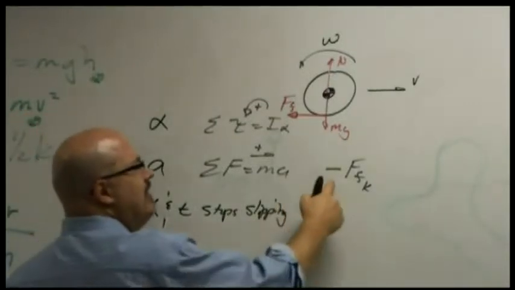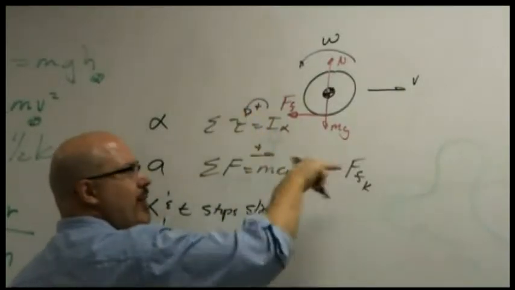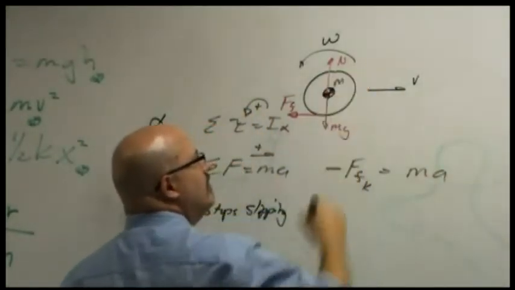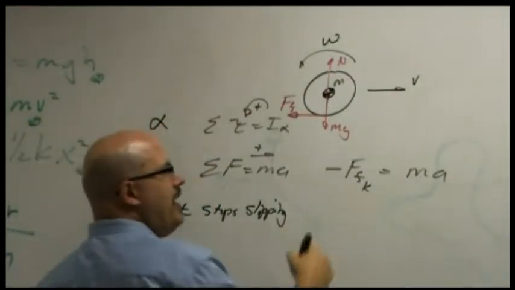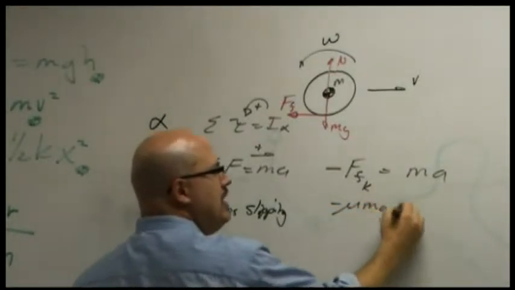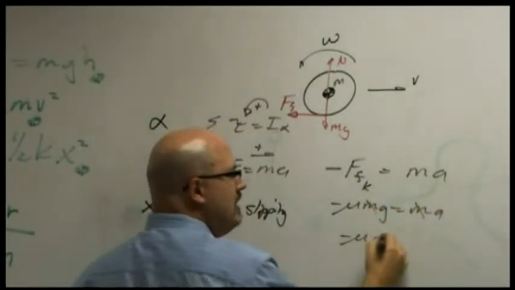All right, it's negative. Why? Well, it's that way, and I call that way positive. Okay, that equals ma. Can we do better than that? Yes. Minus mu mg equals ma. M goes away. Minus mu g equals a. Voila.